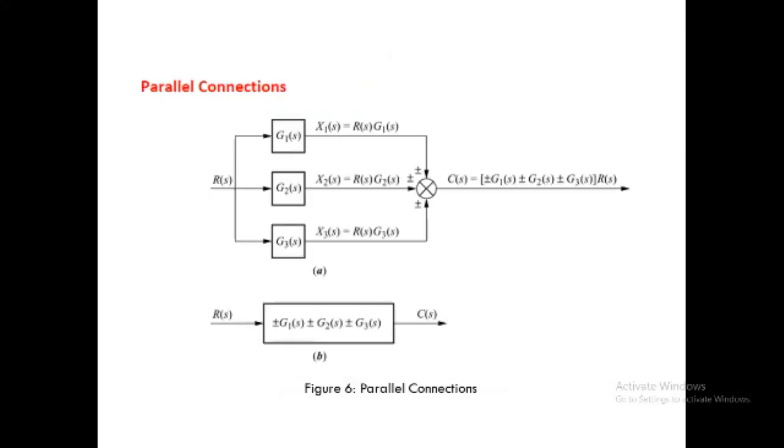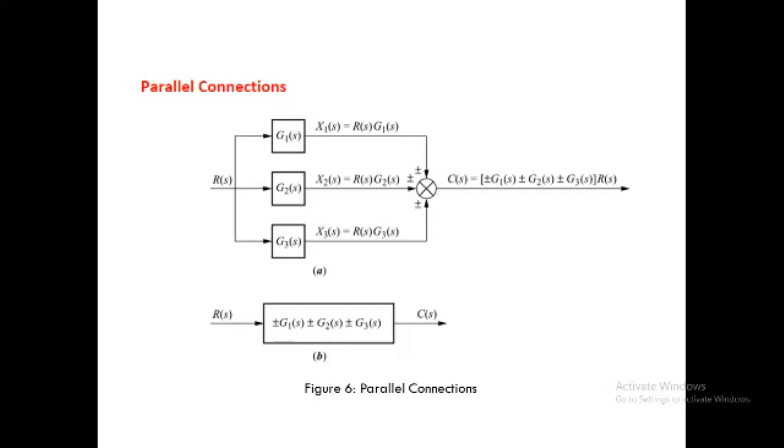Here the parallel connections are given. This parallel connection is again the same as the series connection, but the rules are somewhat different. R of s will be the input, C of s will be the output, but R of s will be the pickup point here, that is G1 of s, G2 of s and G3 of s. So the outputs of G1, G2 and G3 are again completely different.